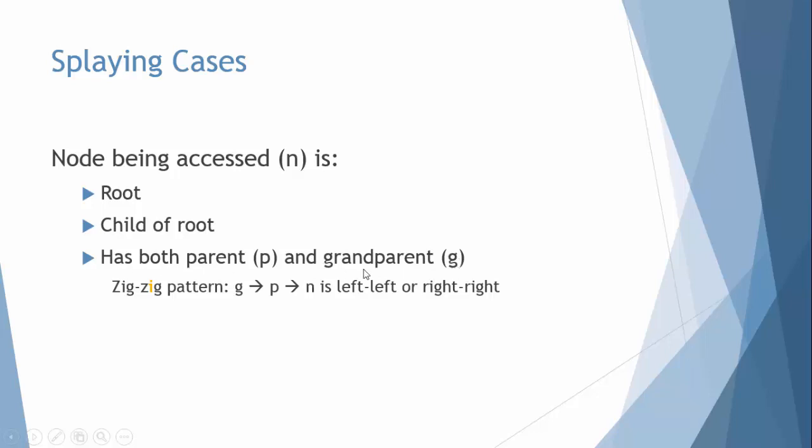For the third case, we have some patterns, the same patterns that we talked about when we presented AVL trees. The first is the zig-zag pattern: grandparent, parent, then the node is either left or right. And the second is the zig-zig pattern: grandparent, parent, and then the node is either left-left or right-right.